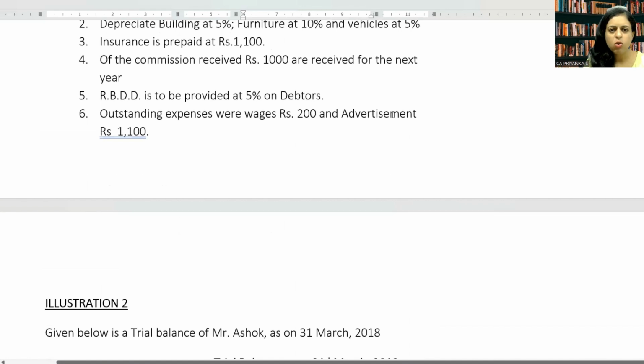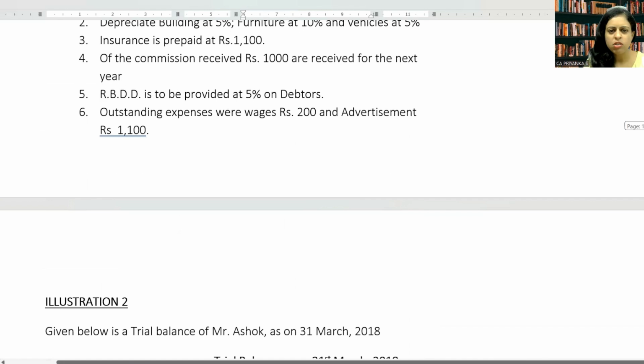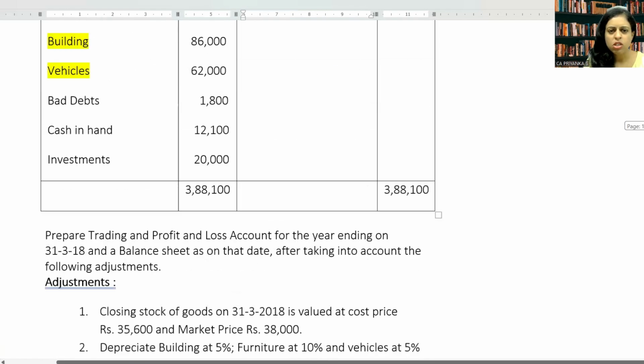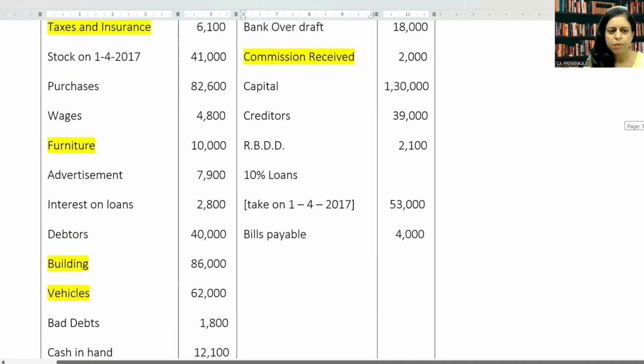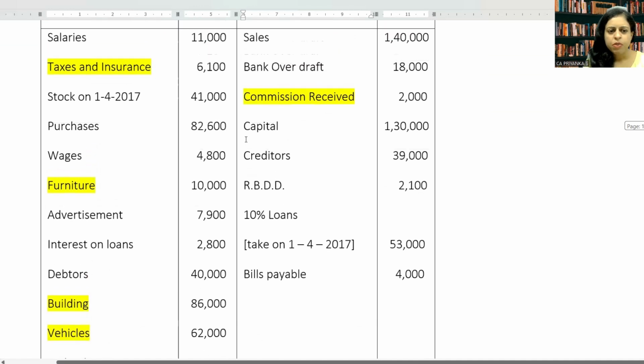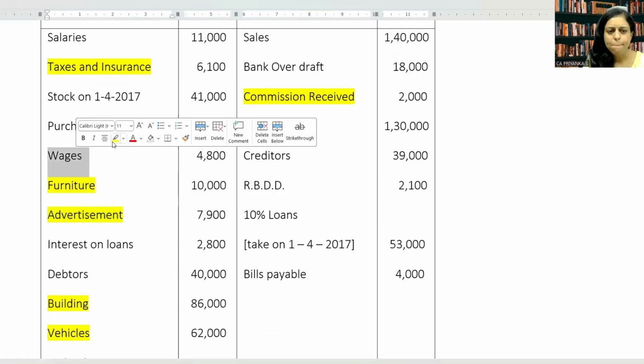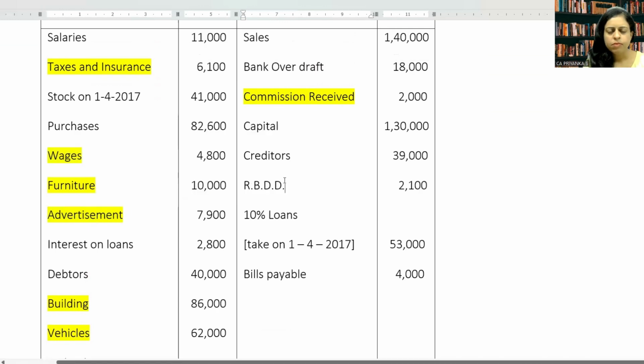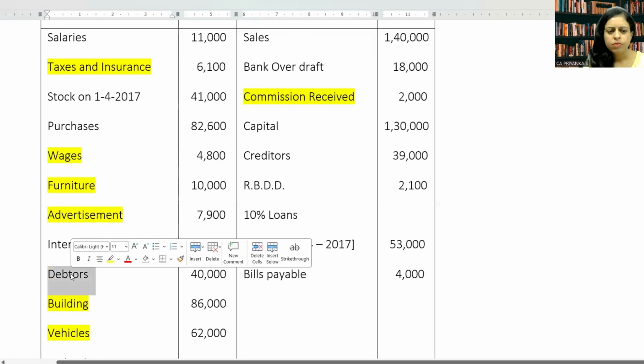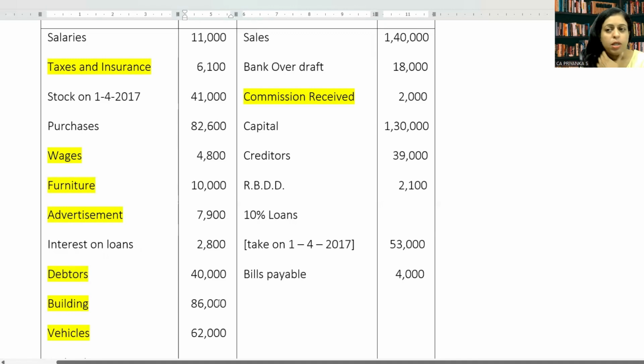What else is left now? I have a reserve for bad and doubtful debts to be created on debtors. And then I have outstanding wages and advertisement. So three things. One is debtors, second is wages, and third is advertisement. Let me mark them. All right.